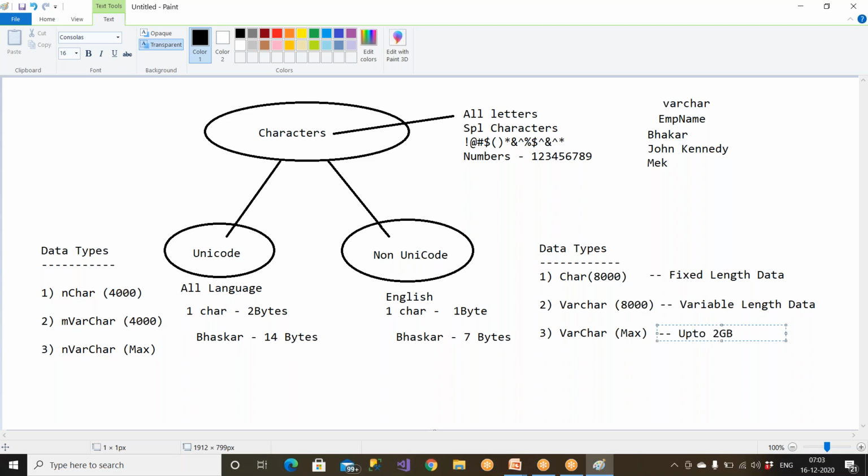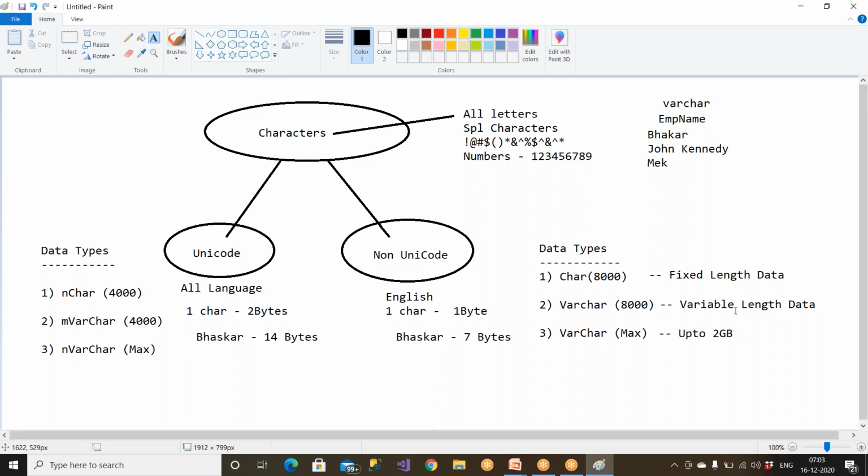Up to 2 GB of data you can store. It is variable length data only. Maximum does not mean that you can store 10 terabytes of data. No. Up to 2 GB of data max you can store, but this is purely English data. You may have English letters, special characters, and numbers that can be stored in this. Clear? So purely English characters only, not other languages.